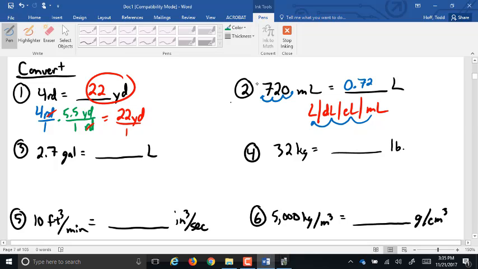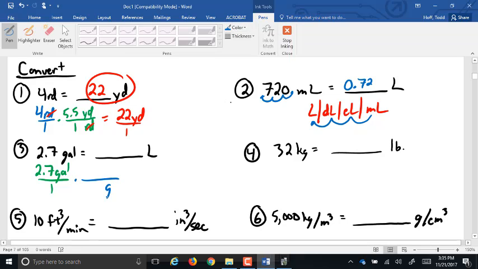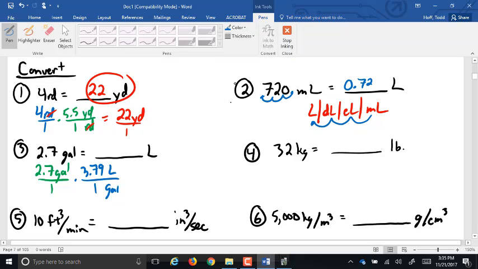Next, we're going to do some standard to metric and metric to standard. 2.7 gallons into liters. So 2.7 gallons goes over 1. Gallons have to go on bottom and liters on top. 1 gallon is 3.79. Your textbook used 3.79, so we'll stick with that. So the gallons cancel out.